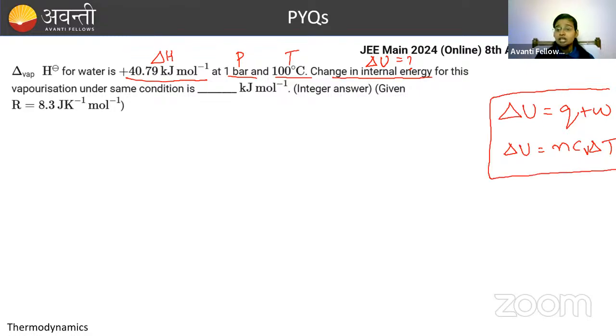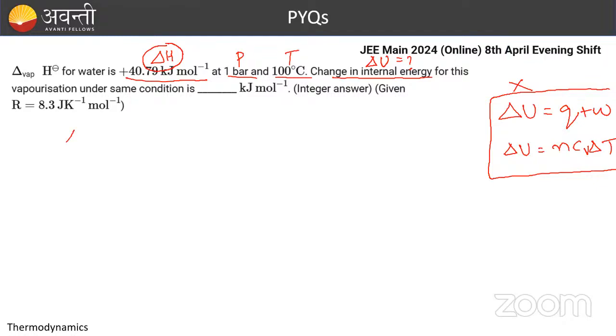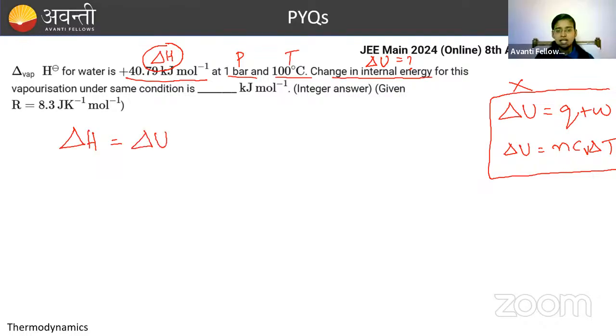But we are not going to use either of these two formulas here. You know why? Delta H information is given to us in the question. So which formula has to be applied? We have studied one relationship between delta U and delta H. And the relation is delta H is equal to delta U plus delta n g RT. So this is that relationship.